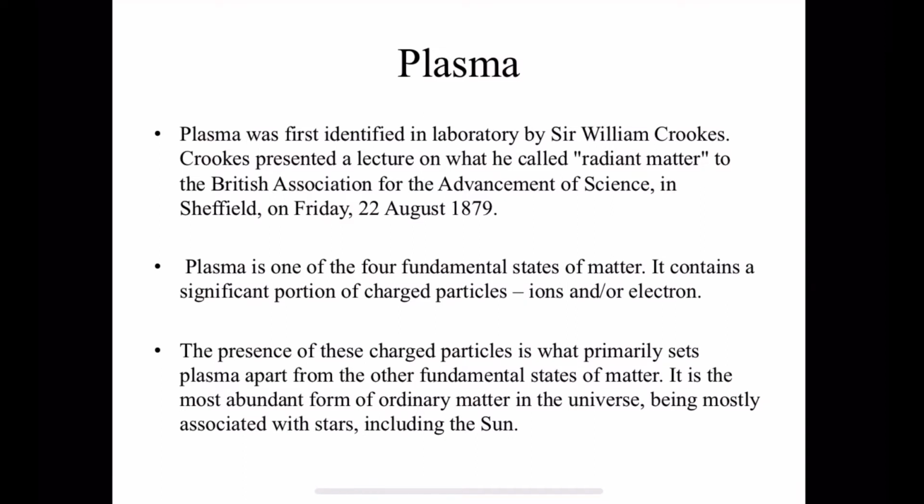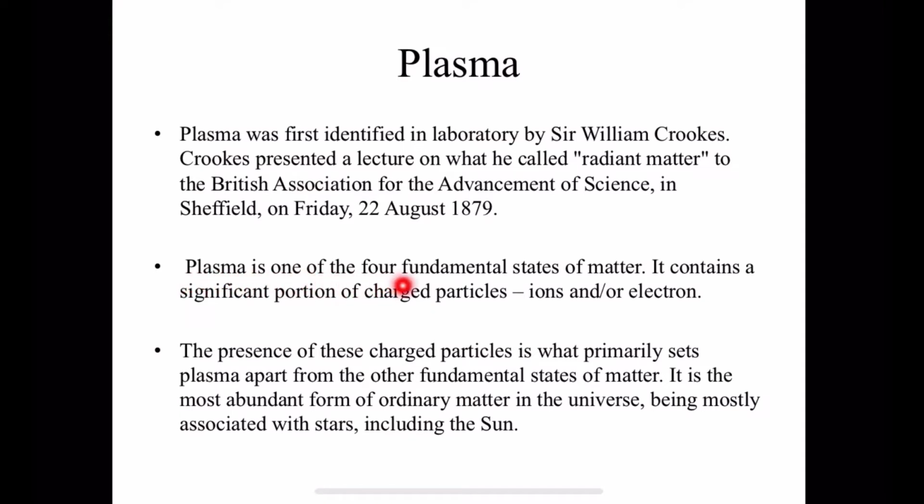Let's see what a plasma is. A plasma was first identified in a laboratory by Sir William Crookes. Crookes presented a lecture on what he called radiant matter to the British Association for the Advancement of Science in Sheffield on Friday, 22nd August 1879.